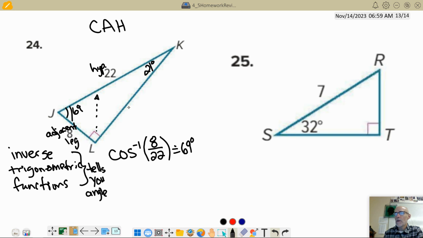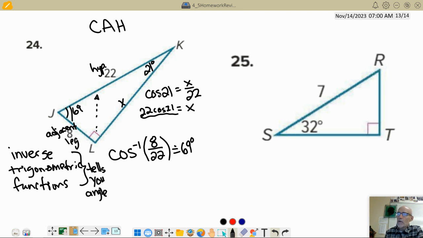Now we have a side that's missing over here. And since we're practicing our trig skills, maybe we want to do cosine of 21 is equal to the adjacent leg over the hypotenuse. I could call this side x, and I could say cosine of 21 equals x over 22, and then multiply both sides by 22 to get the x by itself. So I get x equals 22 cosine 21, and then you just jump into Desmos.